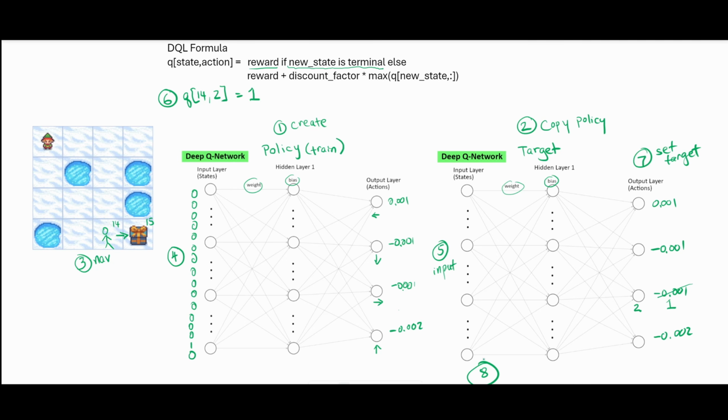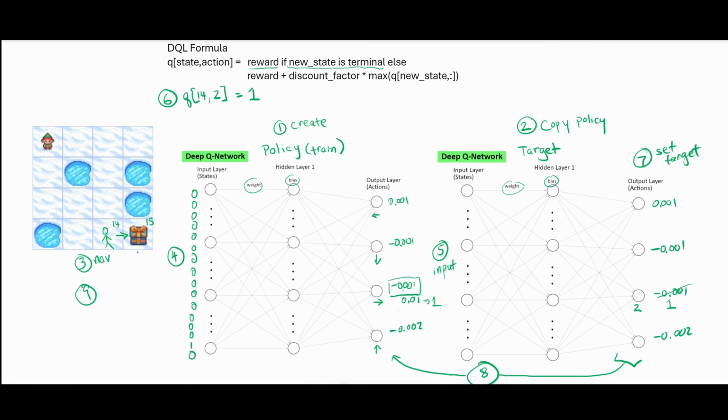Step number 8, we take the target Q values. We'll use it to train the policy network. So this value is the one that's really going to change. As you know, with neural networks, it doesn't go straight to 1. It's going to go toward that direction. So maybe it'll go to 0.01. But if you repeat the training many times, it will approach 1.